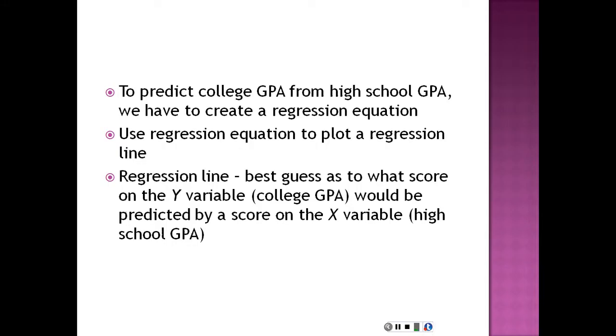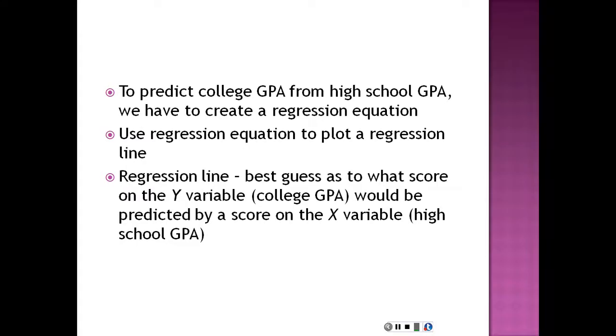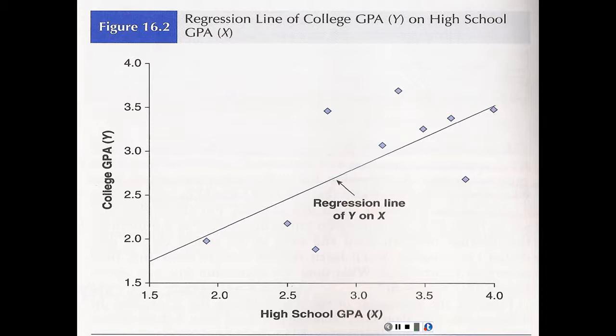In order to predict college GPA from high school GPA, we have to create what's called a regression equation and use that to plot what we call a regression line. A regression line reflects our best guess as to what score on the y variable, which would be our college GPA, would be predicted by a score on the x variable, which would be our high school GPA. So, for all of the data that you see in table 16.1, the regression line is drawn so that it minimizes the distance between itself and each of the points on the predicted y variable. So here is our regression line right here. What do you think that regression line represents?